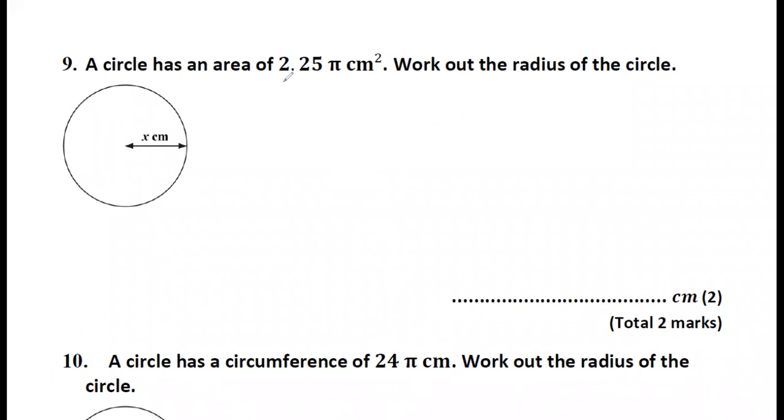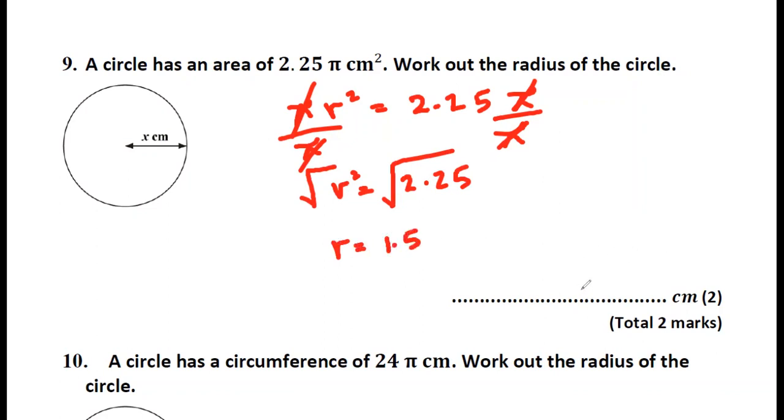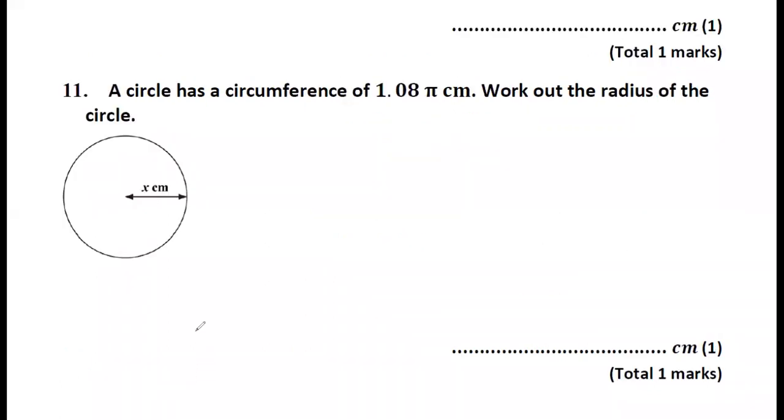Let's move to another question. It says a circle has an area of 2.25 pi centimeters squared. Work out the radius of the circle. As we know, to work out the area of a circle, we use the formula pi r squared. This must be equal to 2.25 pi. Dividing both sides by pi will help us get rid of this pi, which means r squared is equal to 2.25. If we square root both sides, we should get r equals 1.5 centimeters.